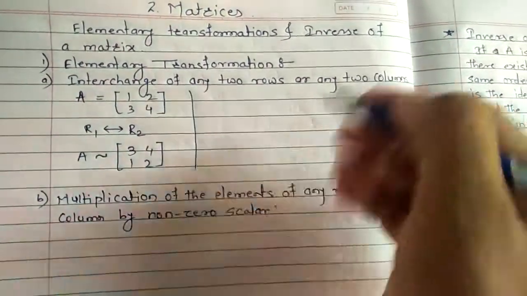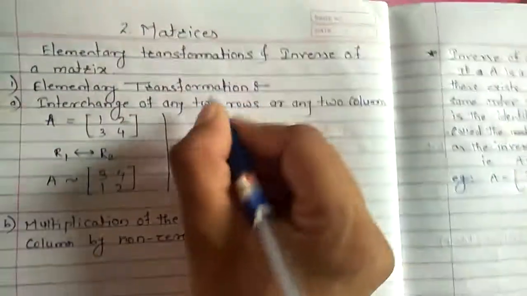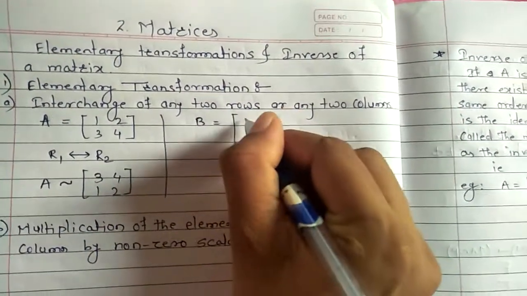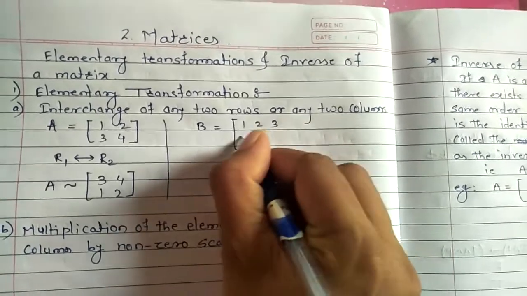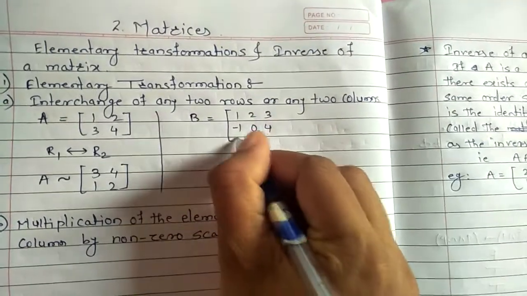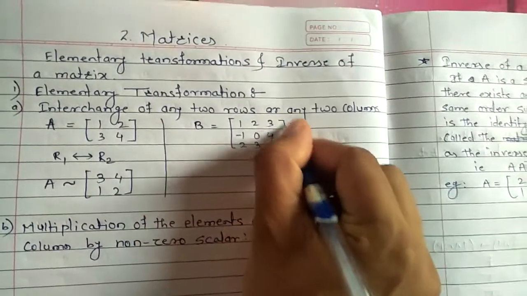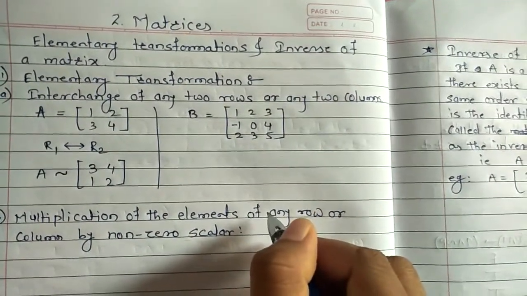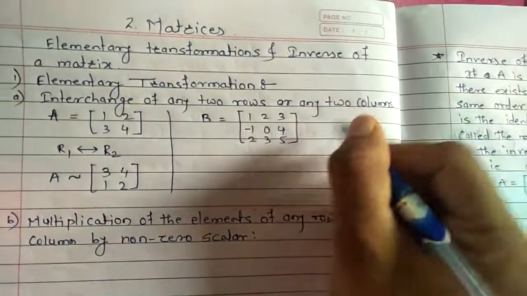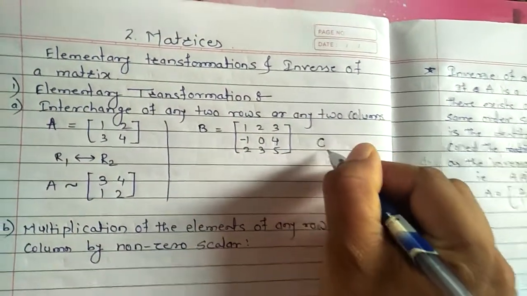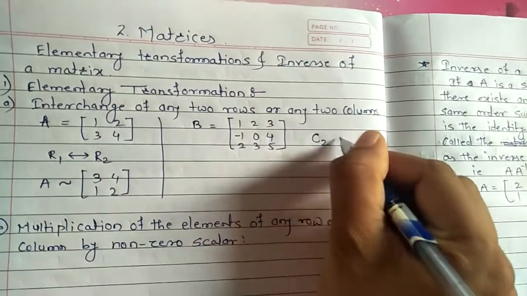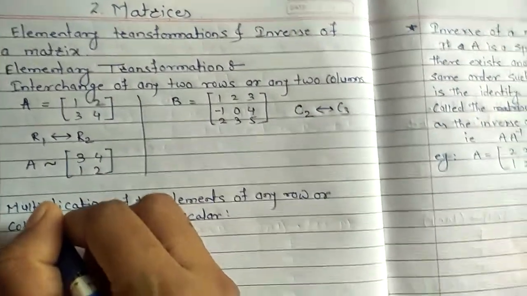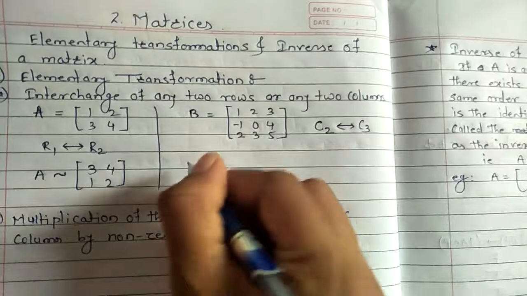Another example, we can apply the same operation on a column. Let us consider the matrix B of order 3 cross 3. It is 1 2 3, minus 1 0 4, 2 3 5. It is a 3 cross 3 matrix, that means the order of the matrix is 3 cross 3. Let us interchange the second column to the third column.